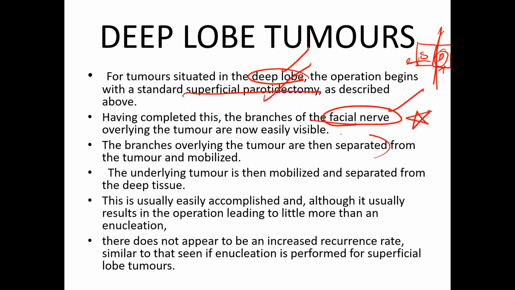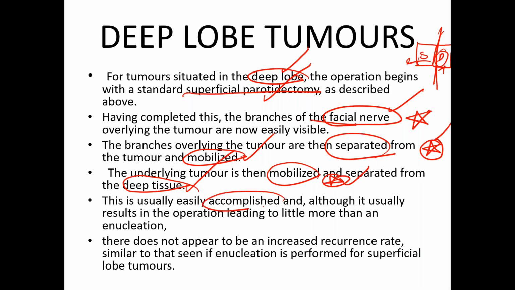The branches are separated and the tumor is mobilized. The underlying tumor is then mobilized and separated from the deep tissue. It is usually easily accomplished. Once you lift up the facial nerve, you can find the deep lobe of the parotid. Superficial lobe, this is the facial nerve, then this is the deep lobe.